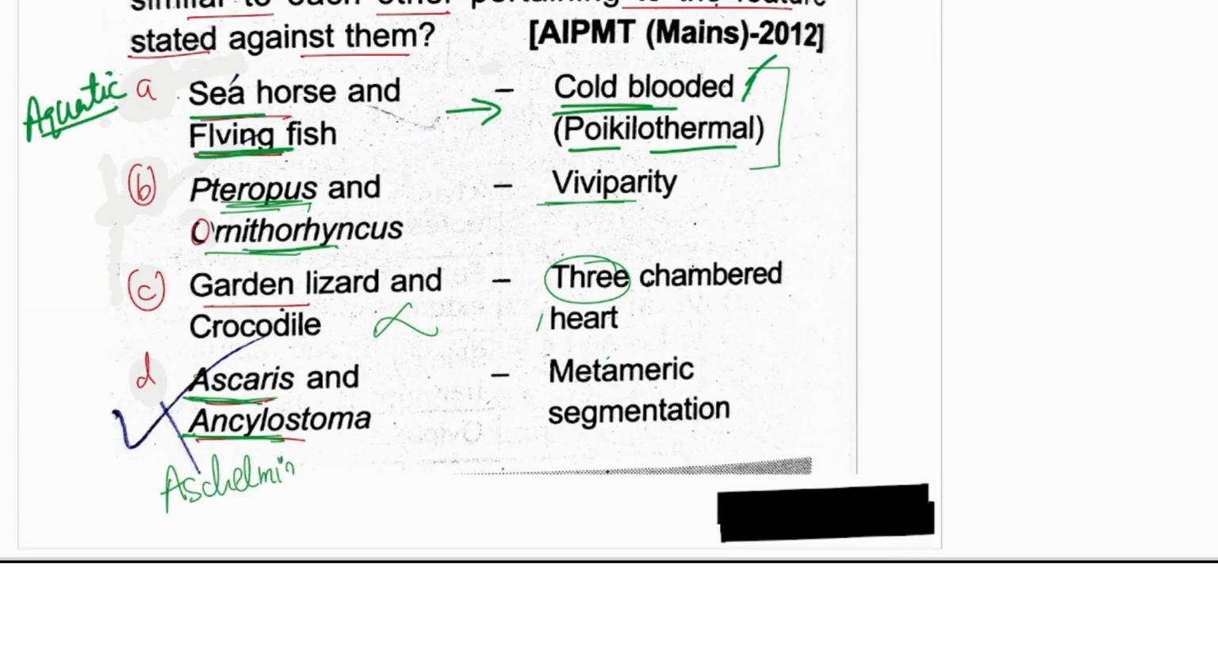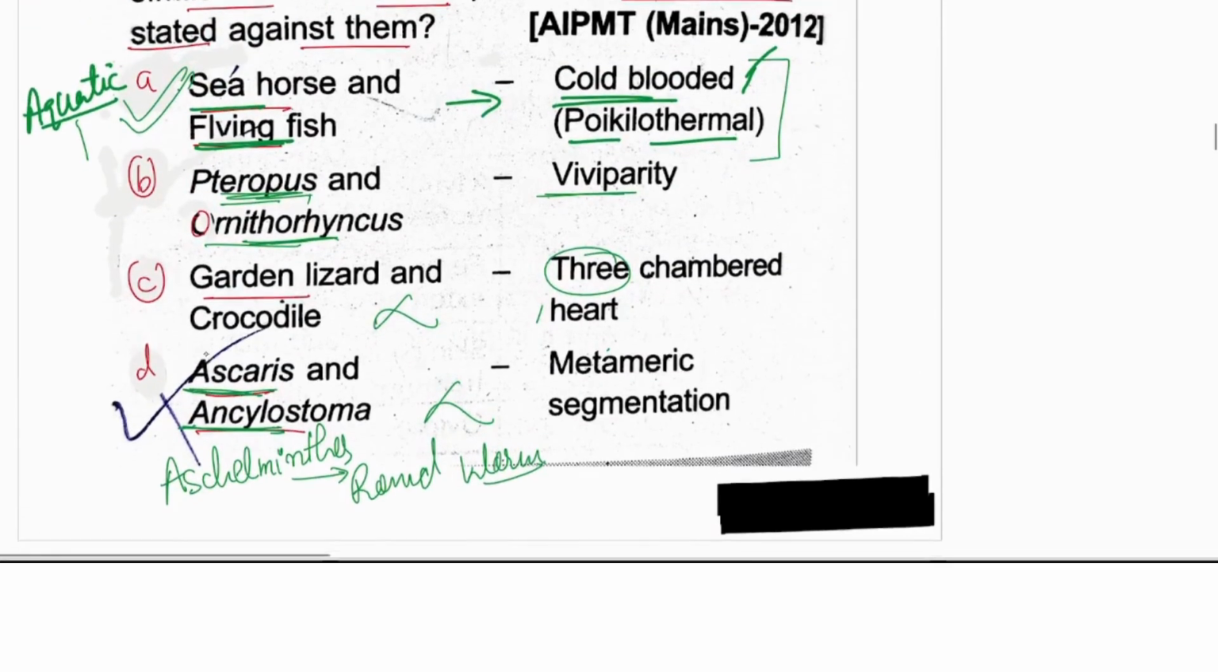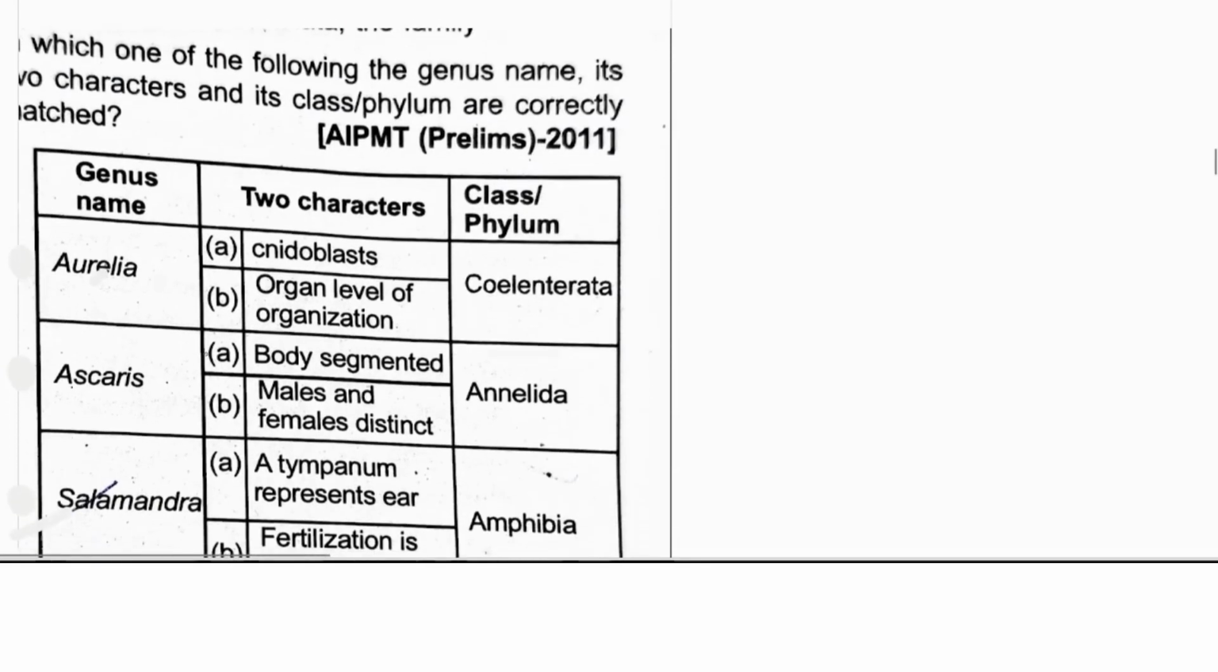Aschalminths, and aschalminths are actually the roundworms, not having any segmentation. Okay, so based on that it is again incorrect. So among the four, which is absolutely correct, that is only the first option. Okay, so we will go with the first one. This question has come in the AIPMT 2012, as you can see written here.